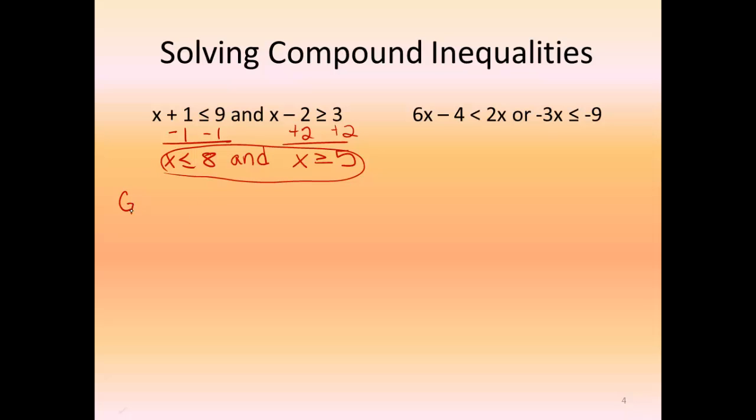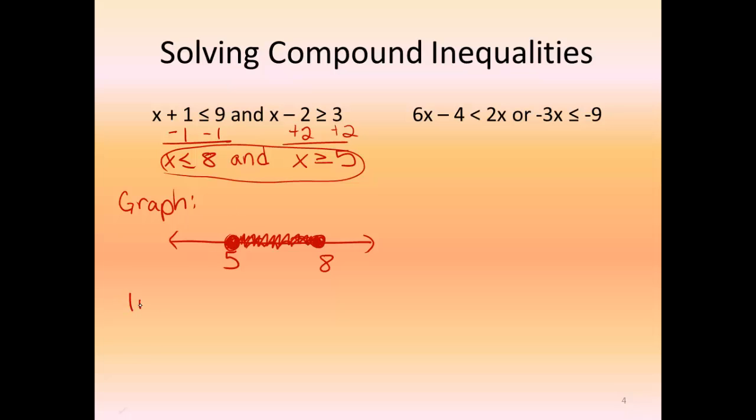Question is now, can I graph this solution? And so if I put the numbers on my number line, I need to think, where are the numbers that are both less than or equal to 8, and greater than or equal to 5? And it is only the numbers in the middle. If I go outside either direction, I'm going to end up with one of these being false.